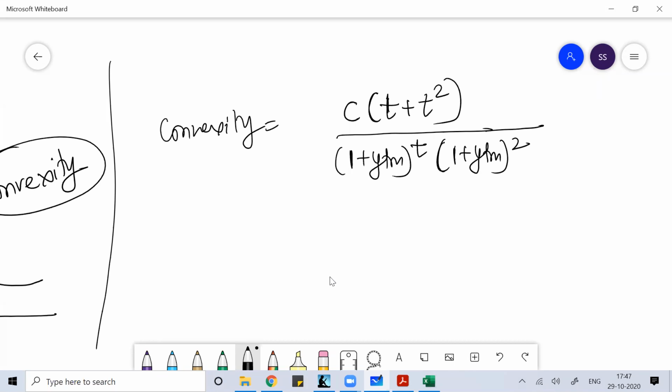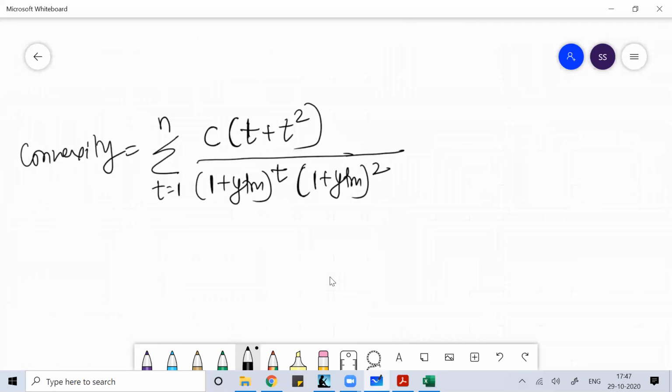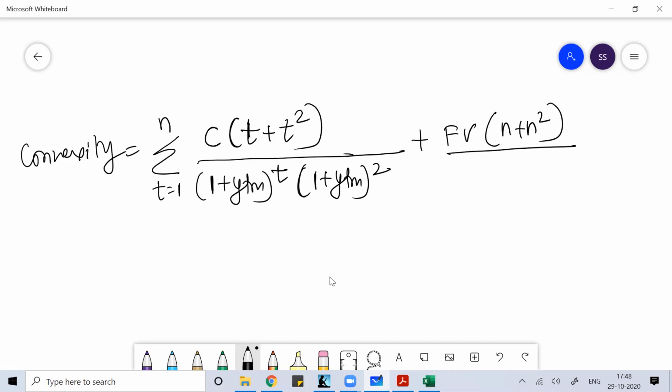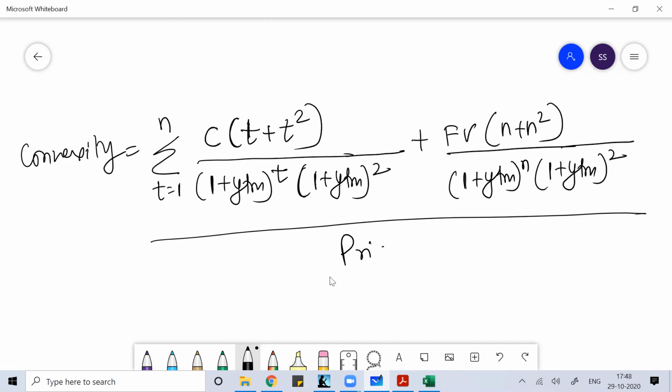then do the sum of this, that is t equal to 1 till n, plus the face value. You can find the face value, whatever is your face value, that is n plus n square, divide by 1 plus YTM to the power n into 1 plus YTM square. This divide by the price of the bond. This is convexity. This is the formula of convexity.